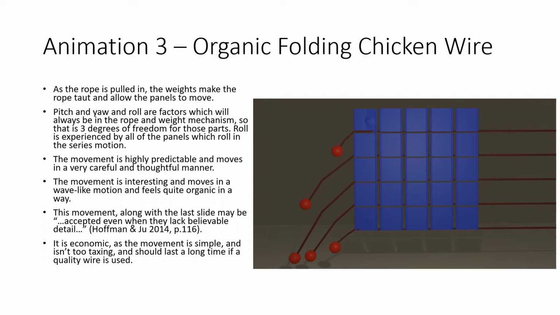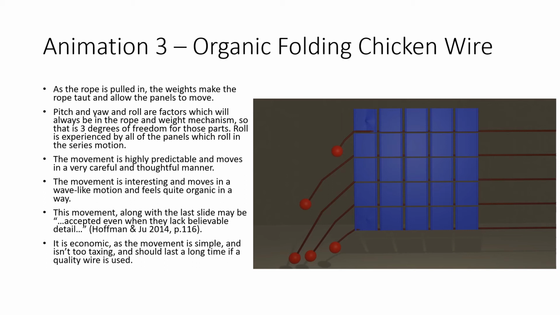Pitch and yaw and roll are all factors which will be in the rope and weight mechanism. This is 3 degrees of freedom for each of those parts. Roll is also experienced in each panel as it rolls around and folds in its series motion.